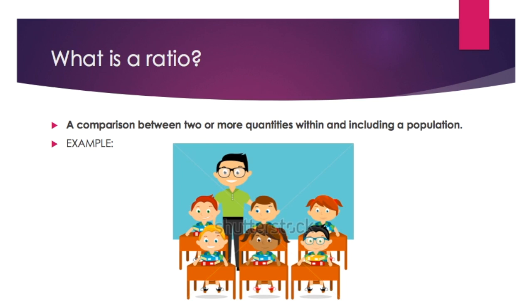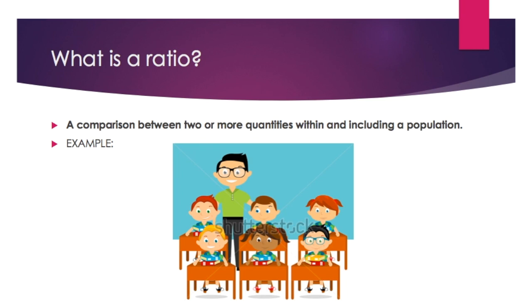What is a ratio? A ratio is a comparison between two or more quantities within and including a population. So when I say quantities, I'm really talking about numbers, groups of things that I can represent as a number. So if I was looking at my grocery cart, I would probably have a quantity of apples or a quantity of oranges. I would also include the population, so there is a quantity of fruit, right? Apple is a part of the fruit population, as is an orange.